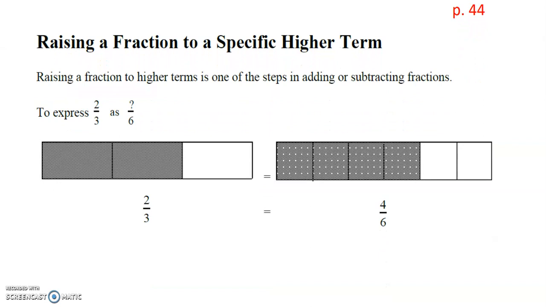So we're going to raise fractions to a specific higher term. If we want to do this, we have to use multiplication instead of division. So if we're going to express 2/3 is equal to something over 6, what we have to notice is how did we get from 3 to 6? We multiplied by 2. And so because we did that in the denominator, we have to do the same thing in the numerator. And 2/3 and 4/6, they are equivalent. One is higher terms and one is lower terms.